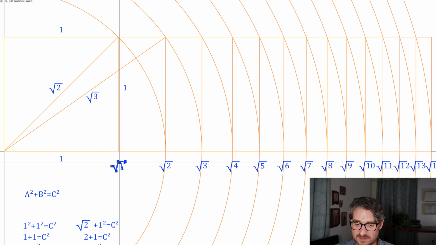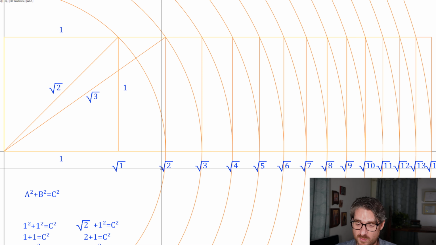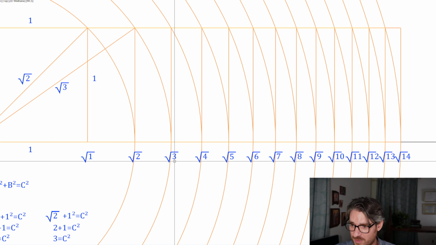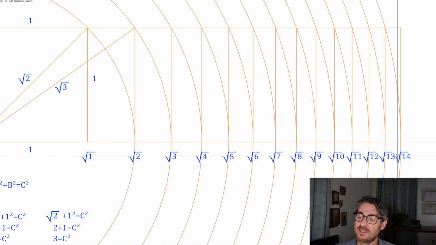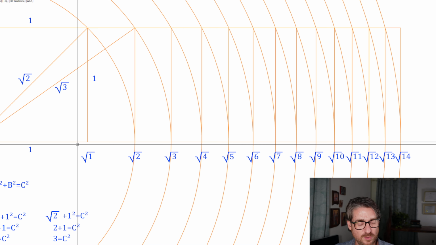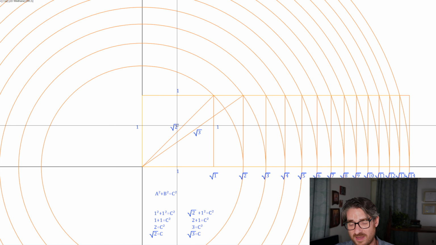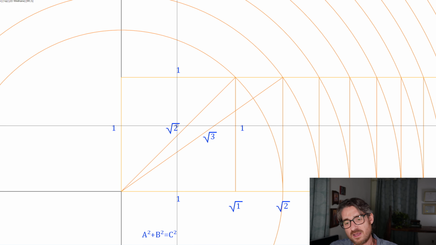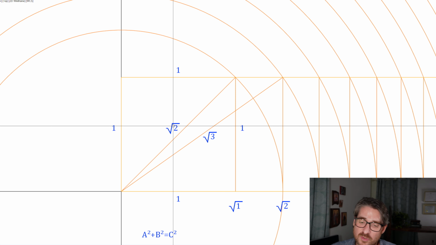So the first distance, the first rectangle is the square root of 1, and then we just proceed all the way up endlessly. And so, of course, I'm using a drafting software to do this, and it makes it very fast and easy to create, but all I'm doing is drawing straight lines and arcs.